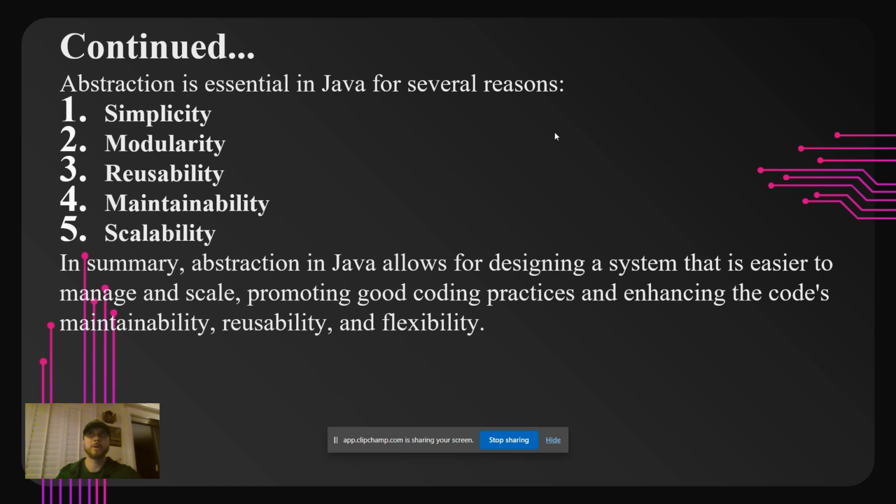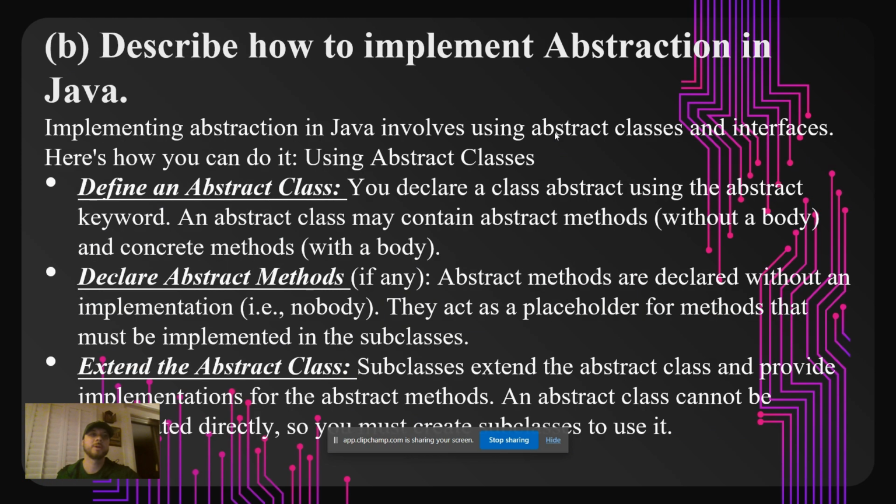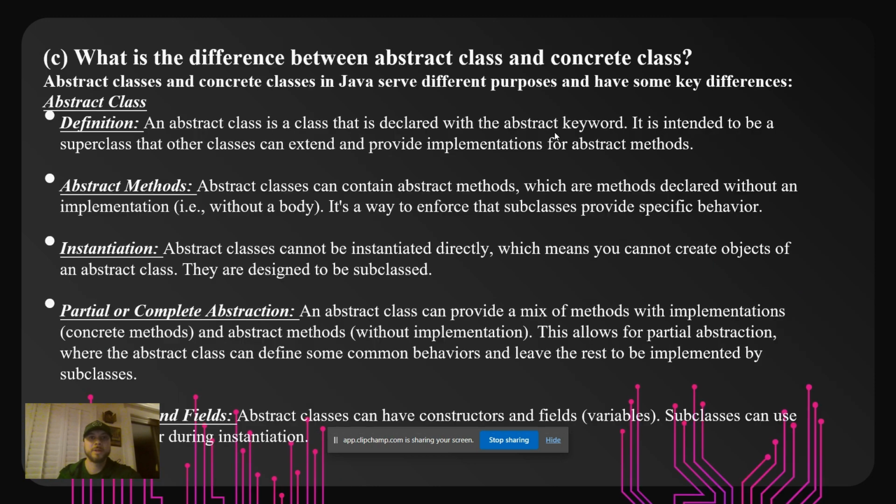As coders, we want our code to be reusable, scalable, and simple. Those are key crucial concepts that have been drilled into our heads about coding. And then it describes how to implement abstraction in Java. It's shown in our code before, but this is a more wordy version of it.